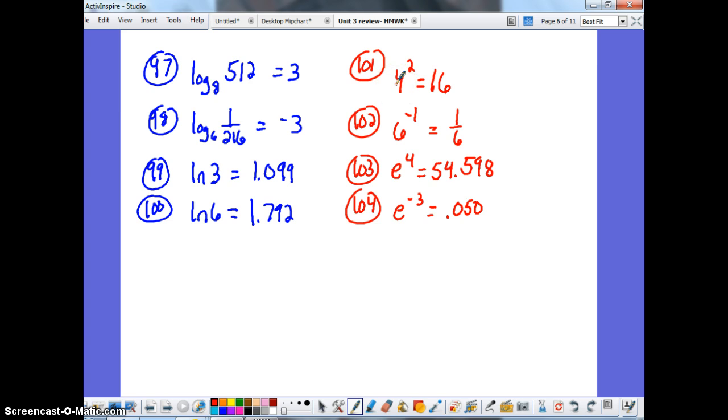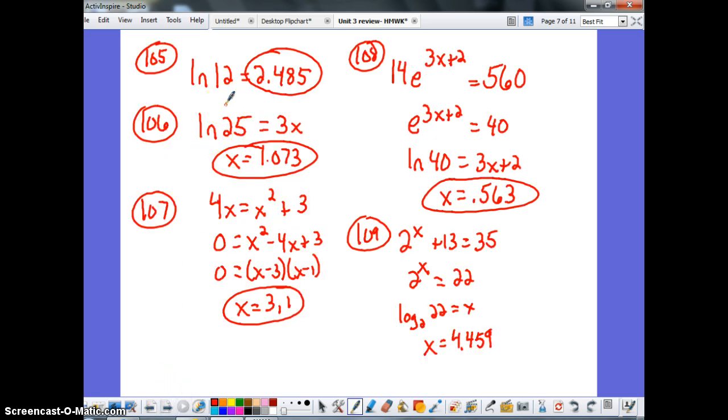So 101 becomes 4 squared, which is just 16. 102 is 6 to the negative first, which is 1/6. I'd prefer that as a fraction, not the decimal. 103 is e to the fourth, which is 54.598. Again, ln has an e. And 104, same idea, e to the negative 3 comes out as 0.050.